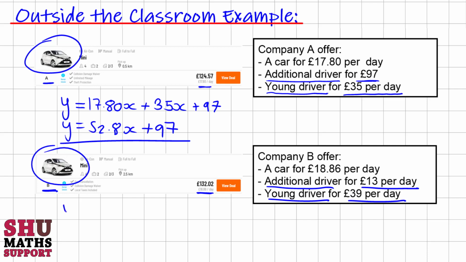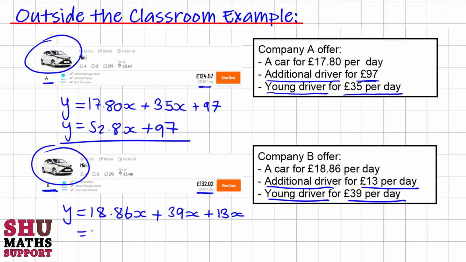So this deal would mean our equation would be y is equal to 18.86, which is the cost of the car hire per day. And then we'll stick an x with that just because that varies in the amount of days we're going to use it for. Plus 39, which is the young person driver charge. And then that also varies in the amount of days, so we'll put an x with that. And then plus £13, which is the additional driver charge, and then that also varies depending on the amount of days, so we also need to put an x with that.